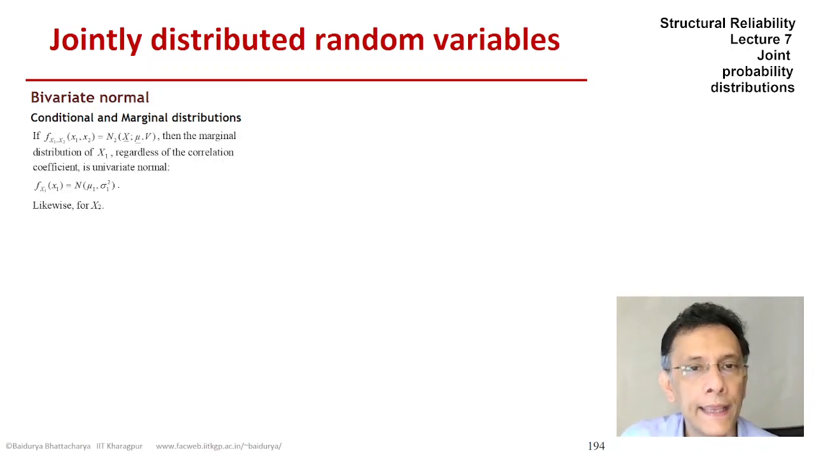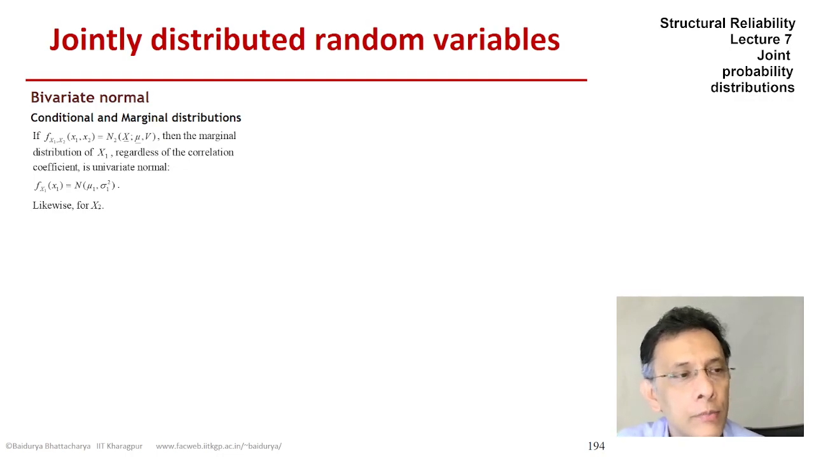Let's just look at the conditional and marginal distributions from the bivariate normal. If we have the bivariate normal N2 given by its mean vector and covariance matrix, then the marginal distribution of either one, X1 or X2, regardless of the correlation coefficient between them, is univariate normal. So f of X1 is normal mu1, sigma 1 squared, and likewise f of X2 is normal mu2, sigma 2 squared.